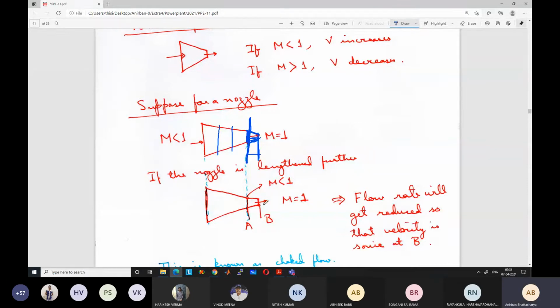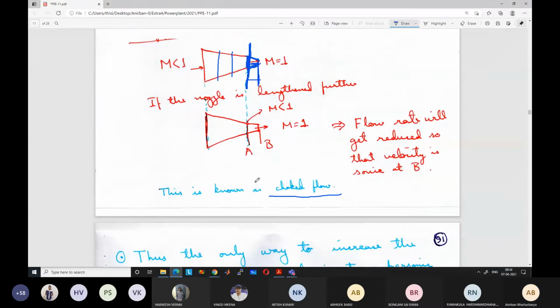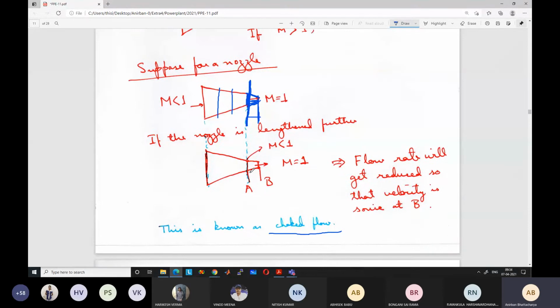Always you get the sonic velocity at the minimum area region. This region is also known as the throat section. Okay. So flow rate will get reduced so that the velocity is sonic at B. Any questions?